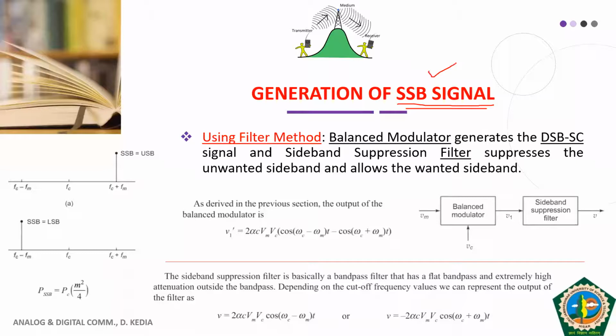We get bandwidth saving in the case of single sideband along with the power saving. This we have also talked about in detail. Either we get the upper sideband or we get the lower sideband. So students, before we move to SSB signal generation, one point I forgot to highlight.